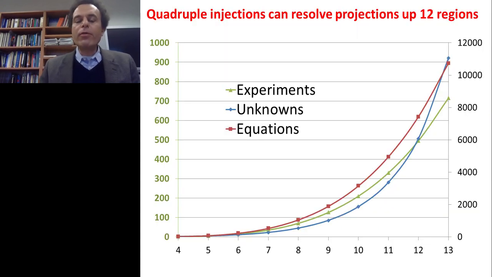And just as a reminder, because things grow exponentially, the system is quite powerful in the sense that with quadruple injections, which again are doable with current technology, we could resolve fairly easily projections for up to 12 regions. Now remember, the number of neuron types for 12 regions is of the order of 2 to the 12, which is approximately 4,000 different neurons. So a staggering number of neurons.